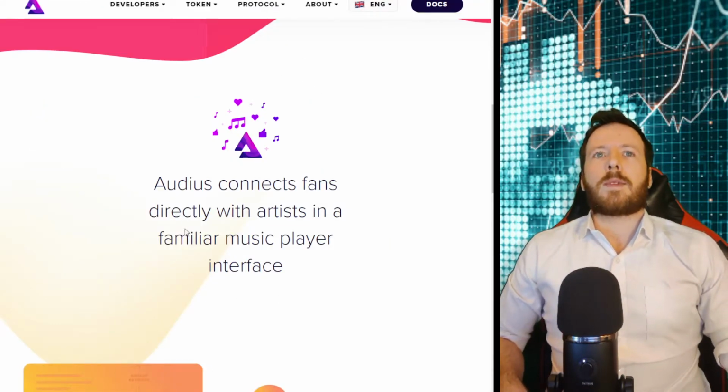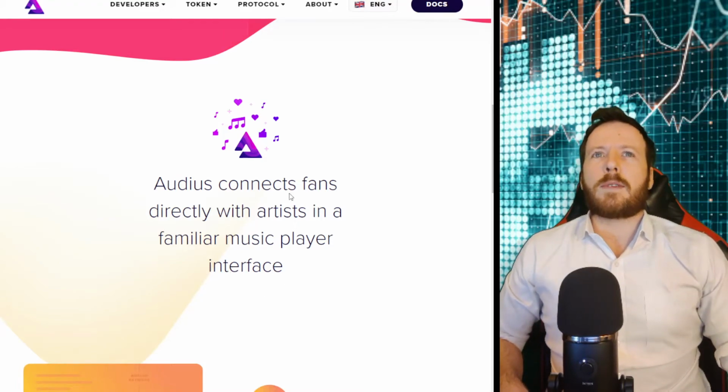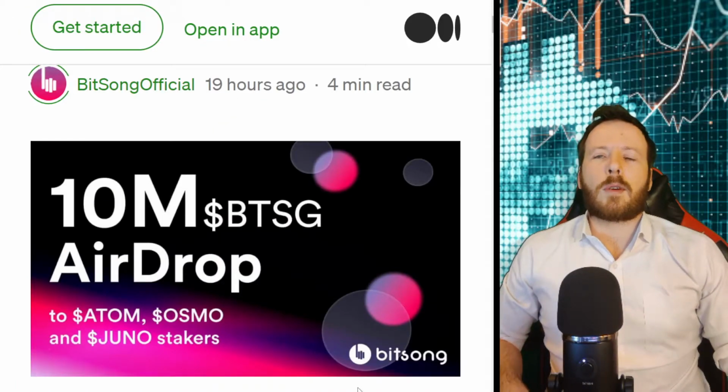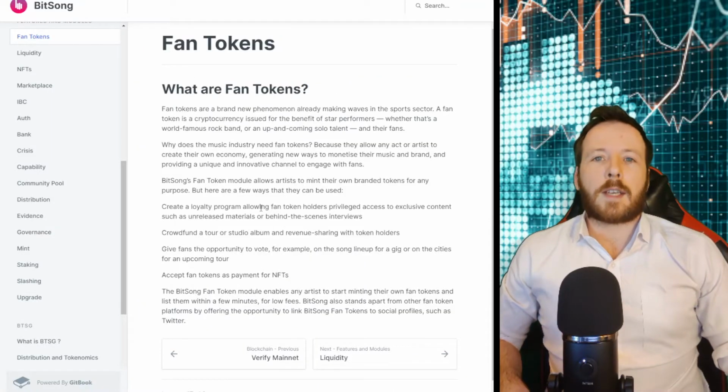Audius was originally on the Ethereum blockchain, but they realized it was very slow and expensive to transact, so they moved over to Solana. I think that's a fundamentally important reason why Bitsong has chosen to go on the Cosmos network instead of the Ethereum network. They certainly do have the first mover advantage on the IBC system.